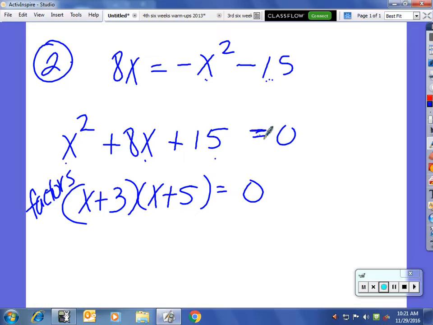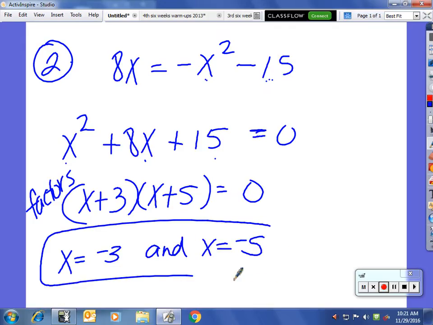Because there's an equal sign. If it equals something, then I need the answer. So what are the answers for x? Negative 3 and negative 5. So are we okay with that one?